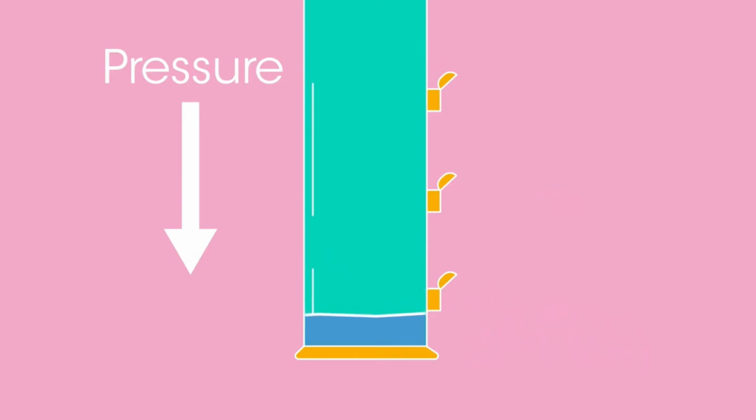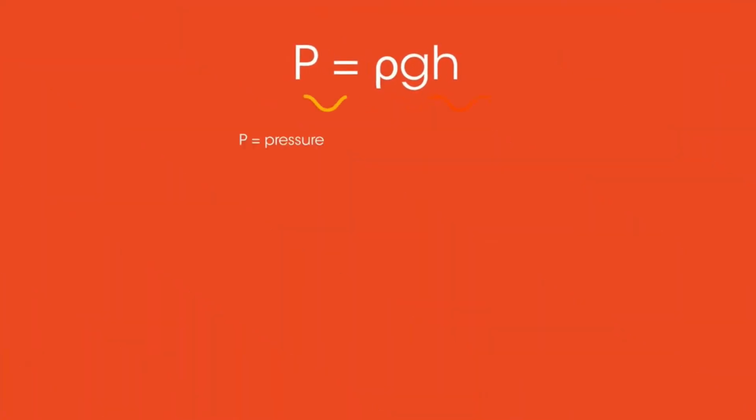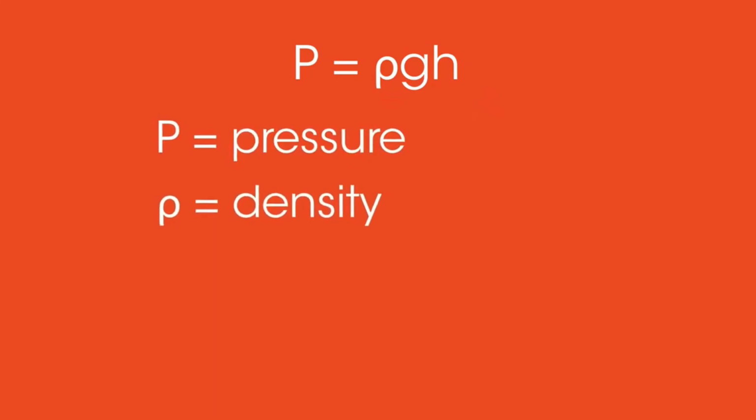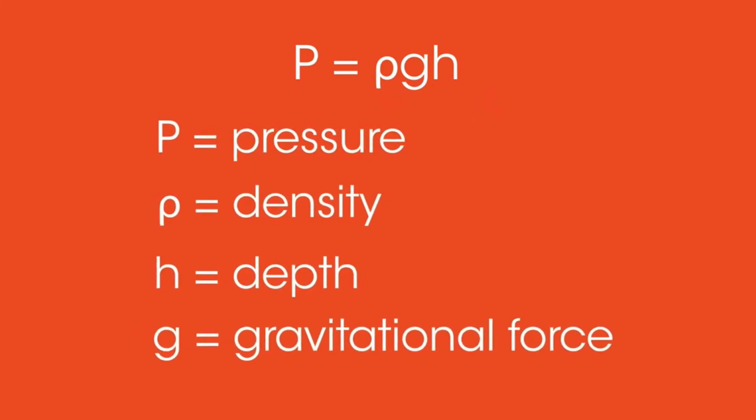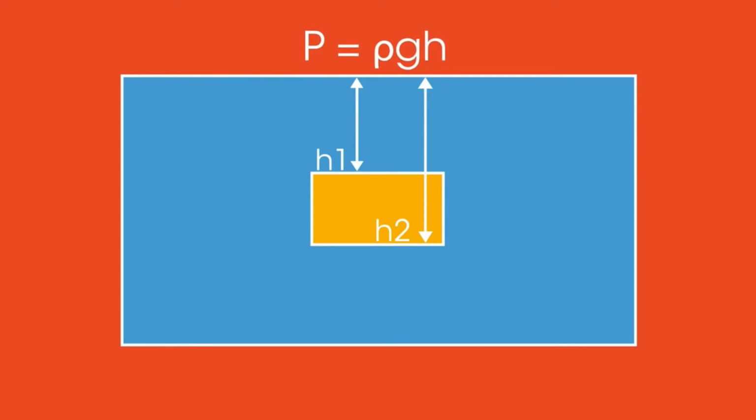We can use these facts to derive the formula P = ρgh, where P equals pressure, ρ equals density, h equals depth, and g equals gravitational field strength. Imagine a cuboid submerged in a tank of liquid. The distance from the surface of the liquid to the bottom surface of the box is greater than the distance from the surface of the liquid to the top surface of the box, so h2 is bigger than h1. Because P equals ρgh, the pressure on the bottom surface due to the liquid must be greater than the pressure on the top surface.